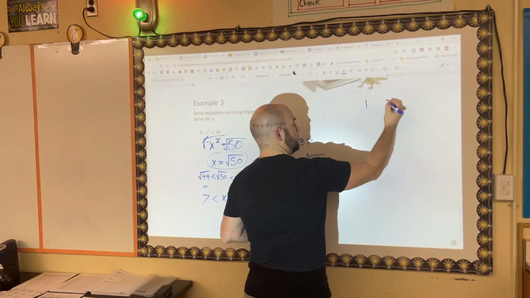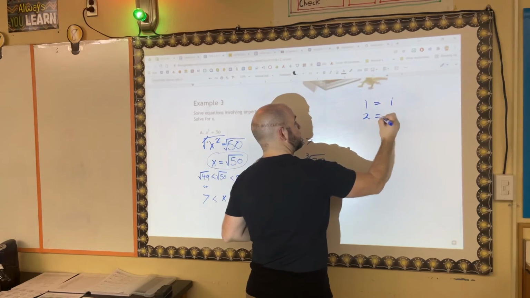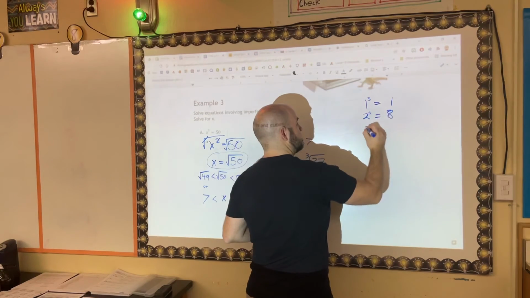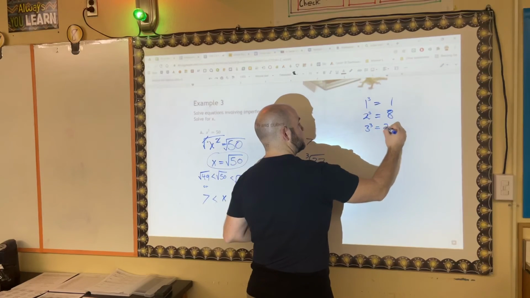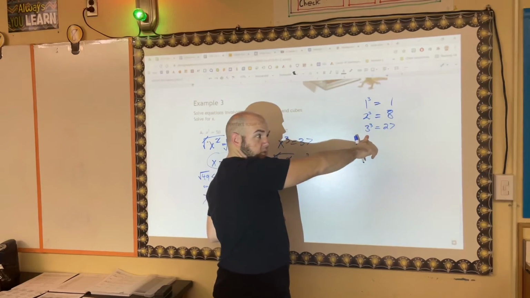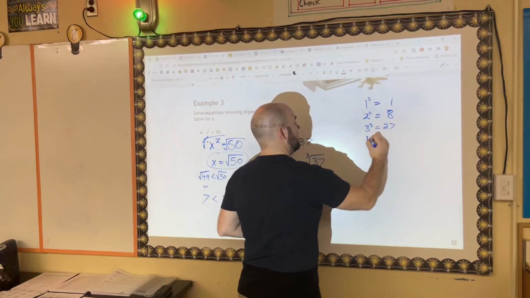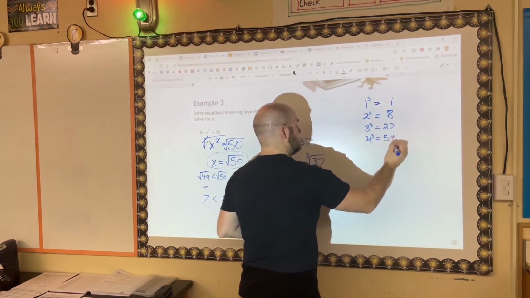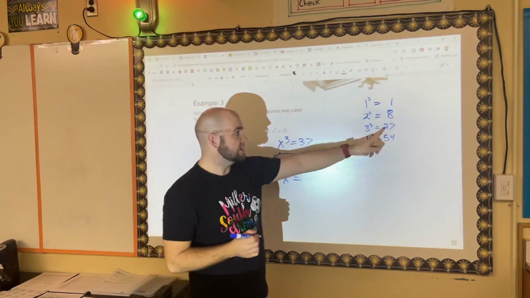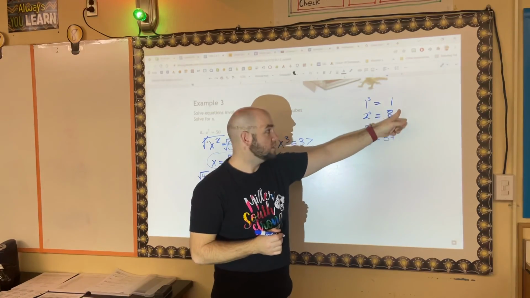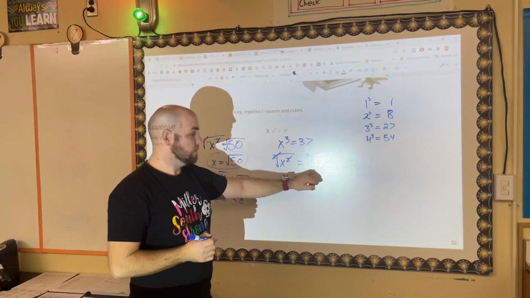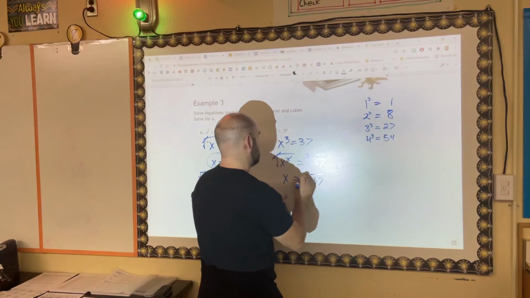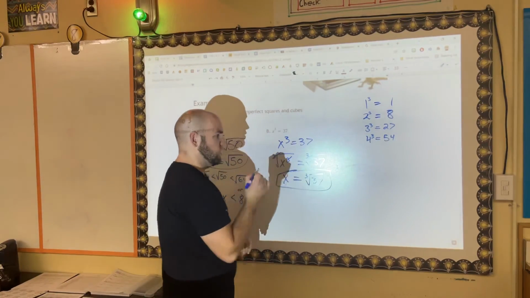1 times 1 times 1 equals 1. 2 cubed is 8. 3 cubed is 27. 3 times 3 is 9, times 3 is 27. 4 cubed, 16 times 4 is 64. So I know that 37 is not one of these perfect cubes, and so I can leave it as that. x is equal to the cube root of 37. That's a good marker. I have to keep that.